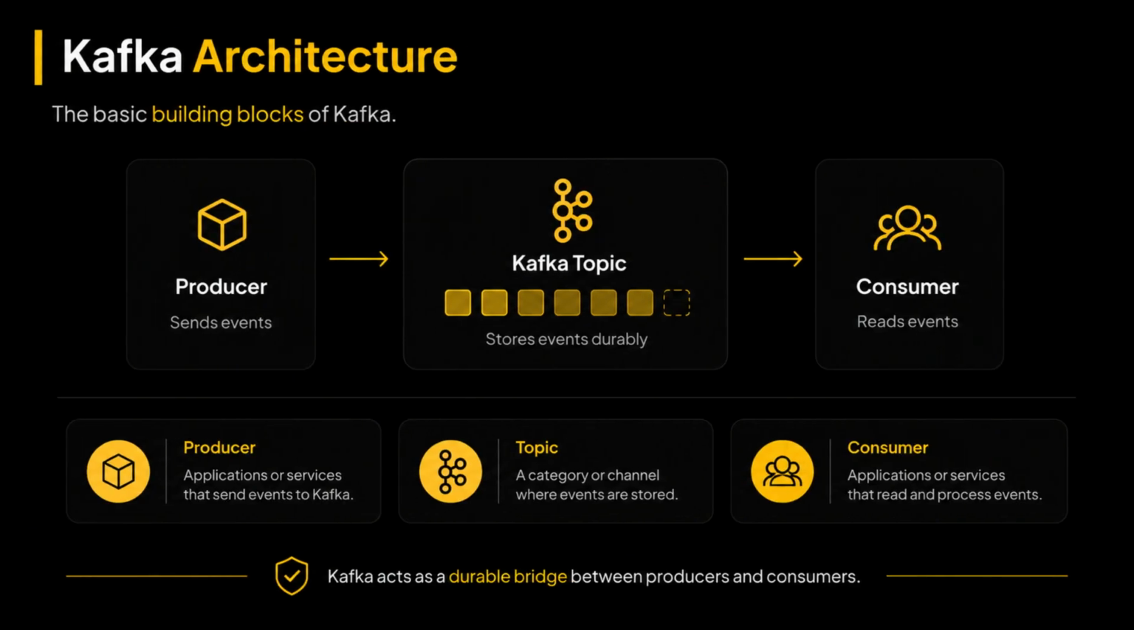At a high level, Kafka architecture is actually very simple. A producer sends events into Kafka. Kafka stores those events safely inside topics. Then consumers read and process those events asynchronously. This loose communication model allows systems to scale independently without tightly depending on each other.